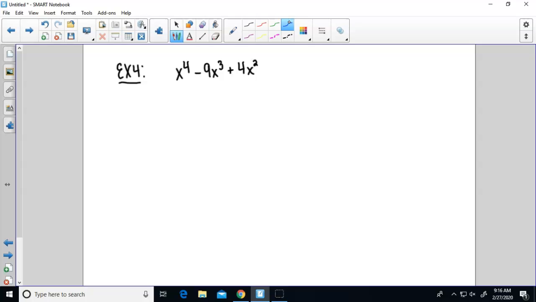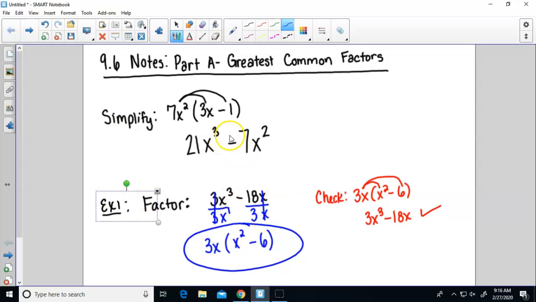Okay, so example 4. So those of you guys that were just out working on classes, what we're trying to do, let me flip back just to let you guys see real quick. What we're trying to do is you have been multiplying. So you were doing like 7x squared times 3x minus 1, and you just distribute and you get 21x to the third minus 7x. Most of you were doing fairly well with that. Okay? So what we're doing now is we're going backwards. We're taking the answer to that multiplication problem, and we're factoring out the greatest common factor. So we're going back to what the problem looks like.